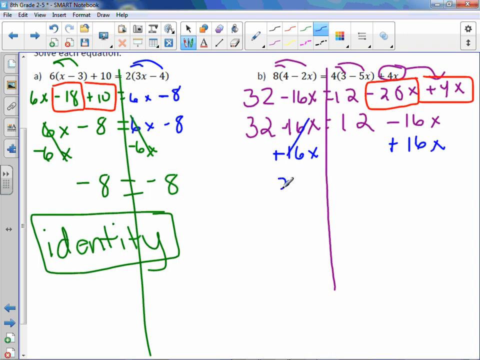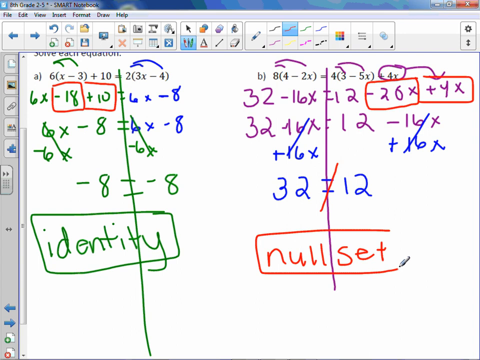These cancel out and leave me with 32 equals. And these also cancel out and leave me with 12. 32 does not equal 12. Please make sure you put a slash through the equal sign. Because it does not equal 12, it does not result in a true statement. This is the null set, which means there is no solution. There is no value of x that will make this equation true.